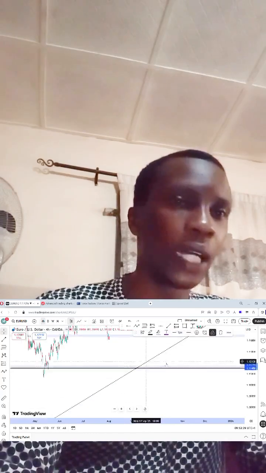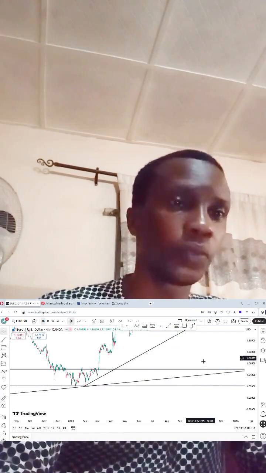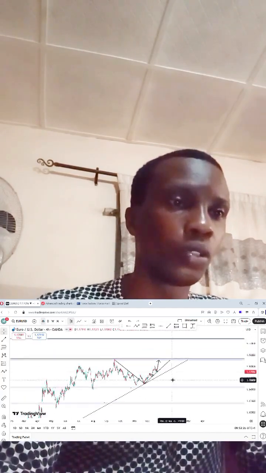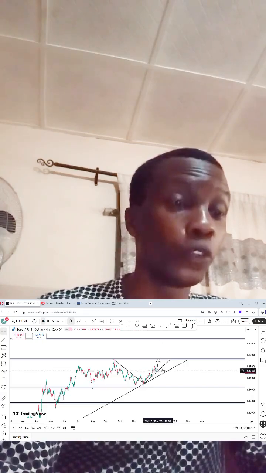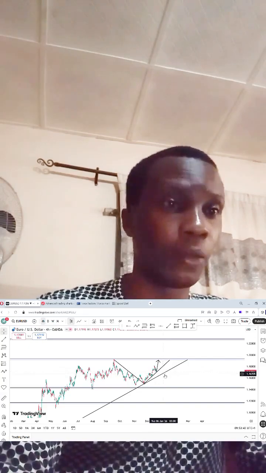Now right here, if you look at this trend line, we can see that it has the first touch point, we have the second touch point. So the third touch point, if it should break out from this level right here, it's coming right here to attempt it for the third attempt before pushing up.